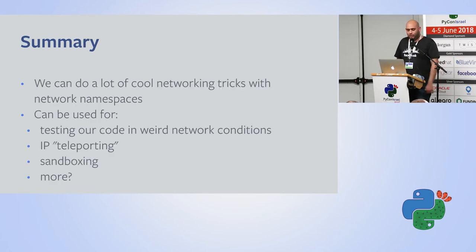So to summarize, we can do a lot of cool networking tricks with network namespaces. We can test our code in weird network conditions. We can use this for sandboxing, and we can use this for teleporting. For example, if you need to access a certain website from multiple geolocations, just like Adam's talk was mentioning, they need to scrape some websites from an Israeli IP address, and they're running it from an Israeli server. Basically, they could just deploy an Israeli VPN and create a container that connects to this VPN and just run it anywhere in the world and have this particular piece of code use an Israeli IP address when running.